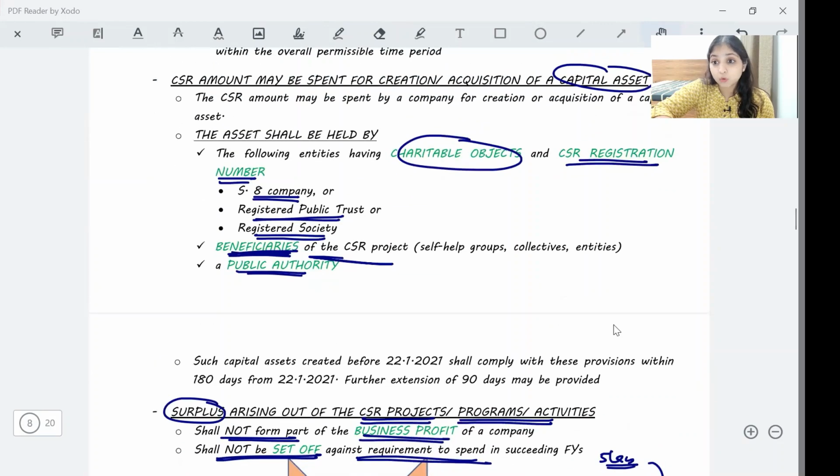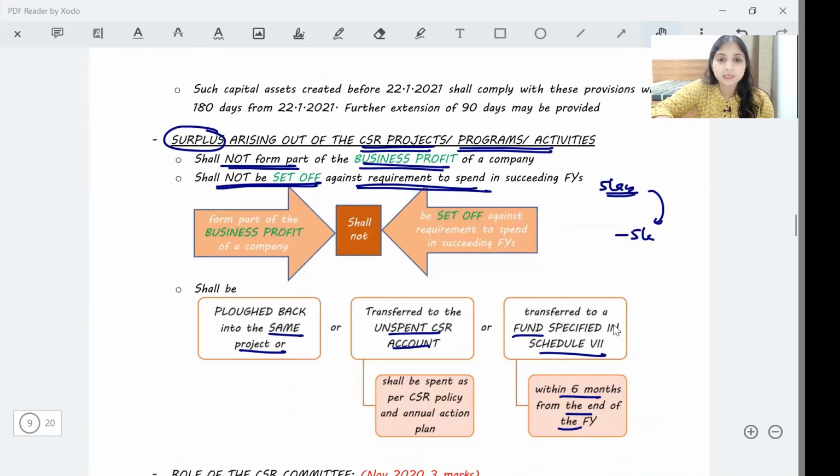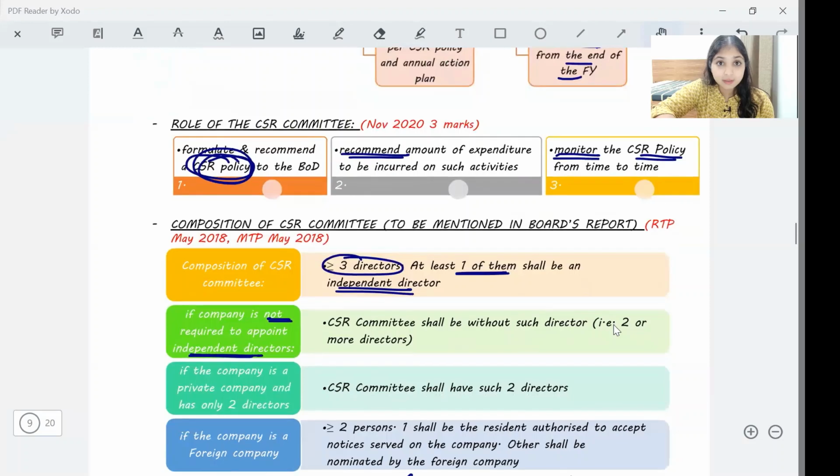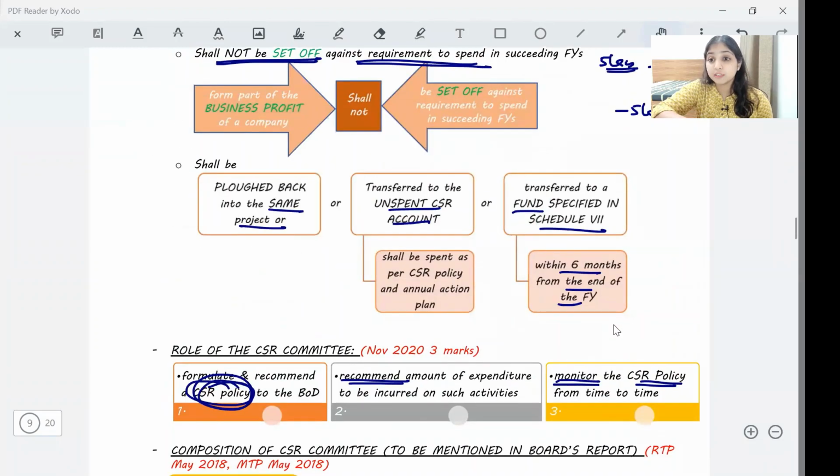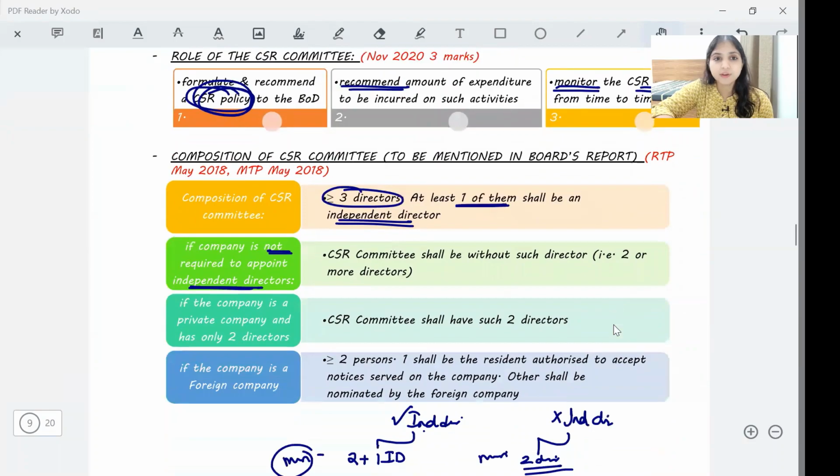Then we learned the company can also use that money and buy a capital asset. Then we learned that in case the company makes any profit out of CSR, that profit cannot be considered as the company's business profit. That profit should either be put into that same CSR project, or it should be transferred to the unspent CSR bank account, or it should be transferred to the CSR fund, Schedule 7 fund.